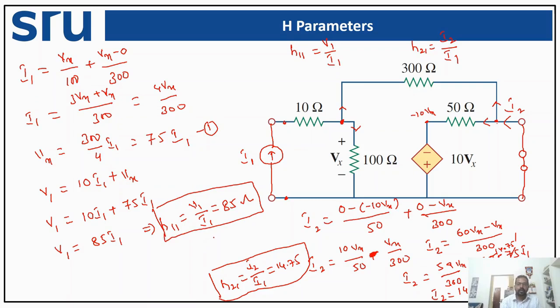So this is the case 1. By shorting the second port, that is by making V2 equal to 0, we were able to compute the two parameters, that is H11 and H21, and we got H11 as 85 ohm and H21 equal to 14.75. This is a unitless quantity because it is the ratio of amps to amps. Now we shall go for the case 2.